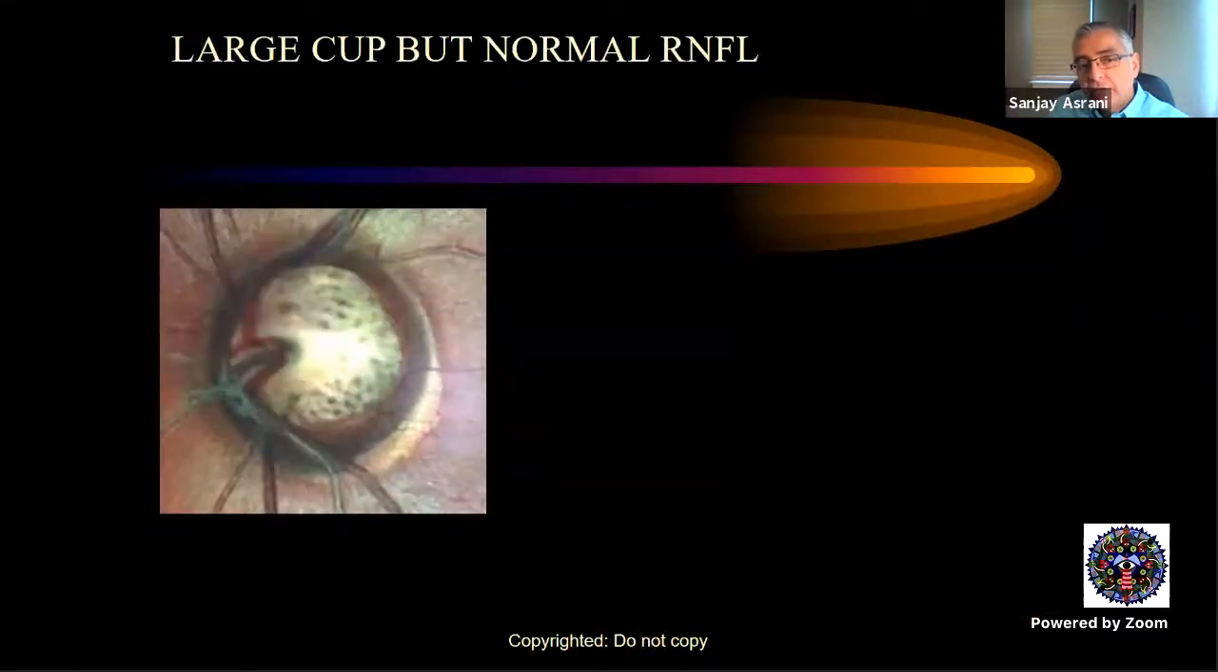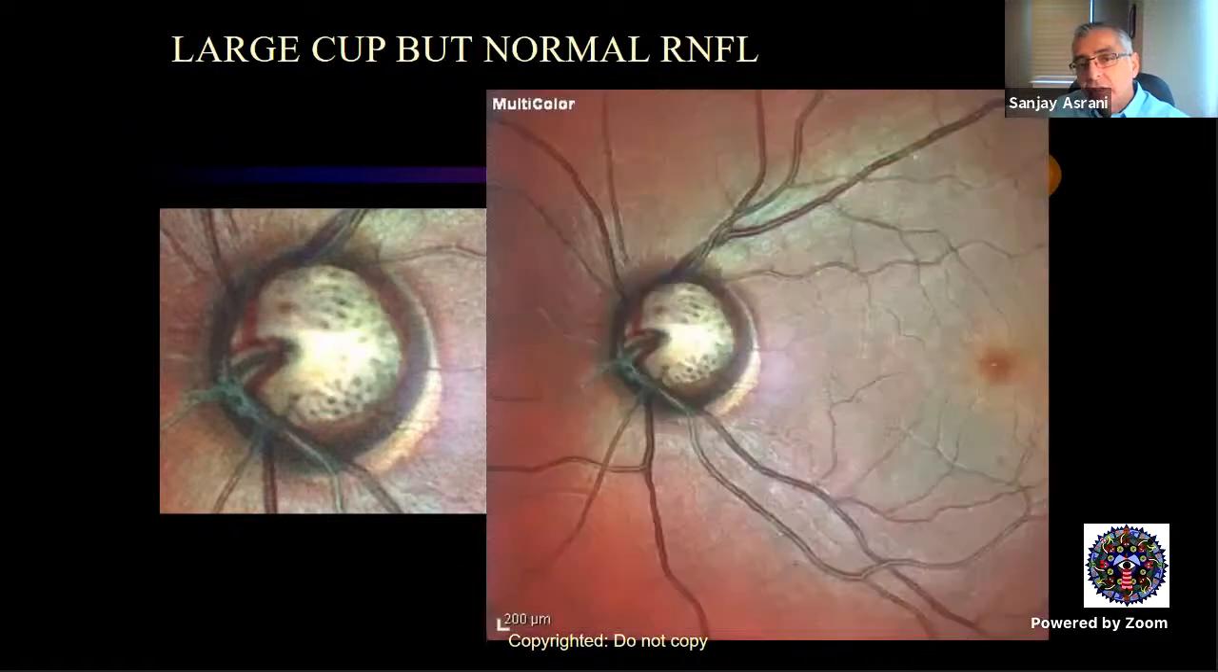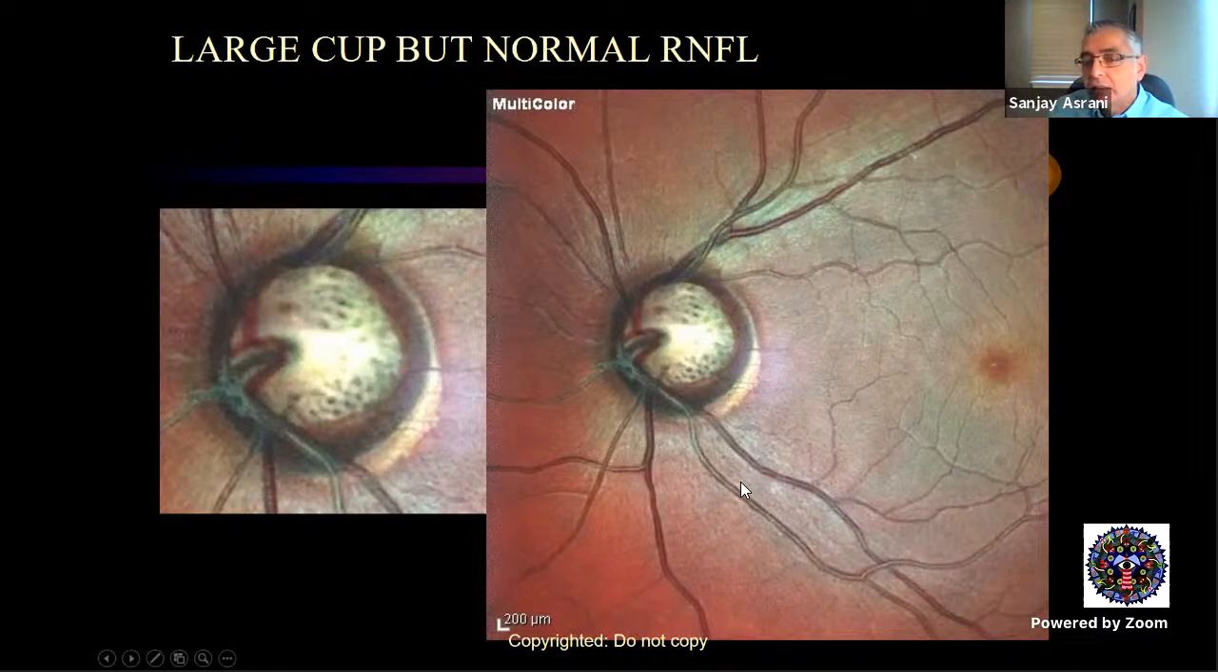Here is another example of a very large cup in a very large nerve, but once again, completely normal nerve fiber layer. This is a way of nicely documenting the nerve fiber layer. Even if you don't have this instrument, which many of my colleagues don't have, what I want to teach with this is that you can see this nerve fiber layer clinically. And when you can see it clinically, you can at least reassure the patient that you can't see any nerve fiber layer losses, even though the OCT of this may be completely abnormal.